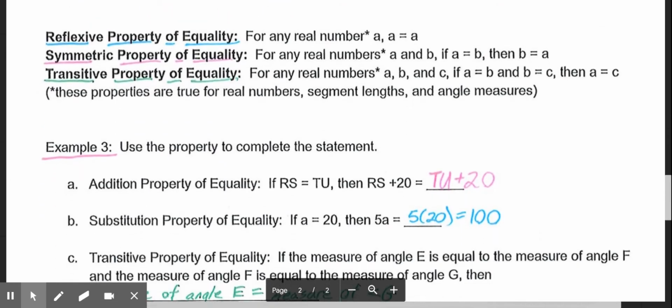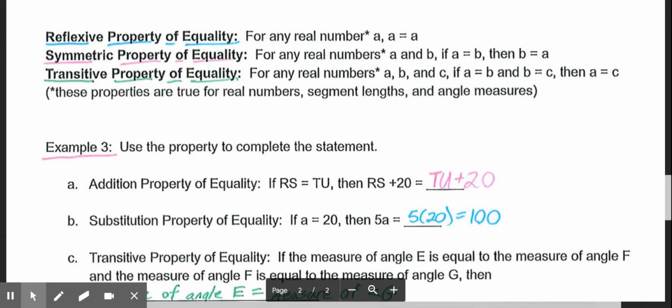And now we're adding 3 more properties. The first one is the reflexive property of equality. So the reflexive property of equality says for any real number A will always equal A. So something always equals itself, the reflexive property.